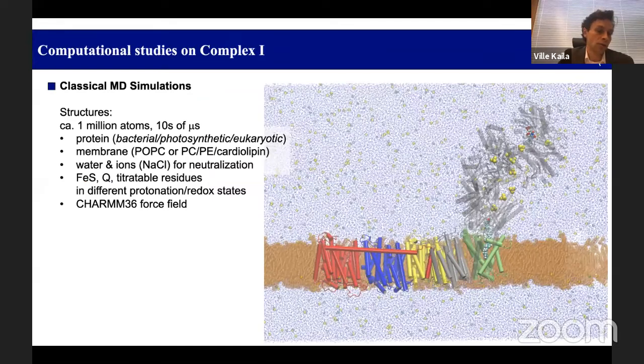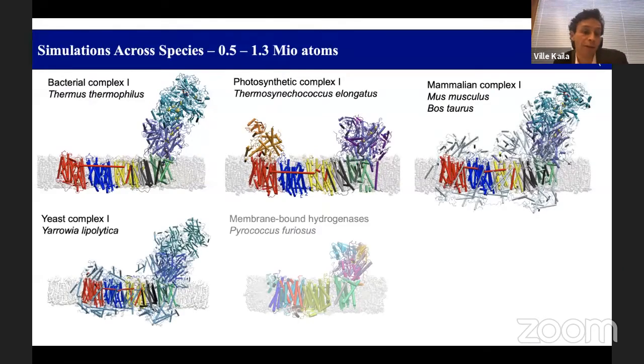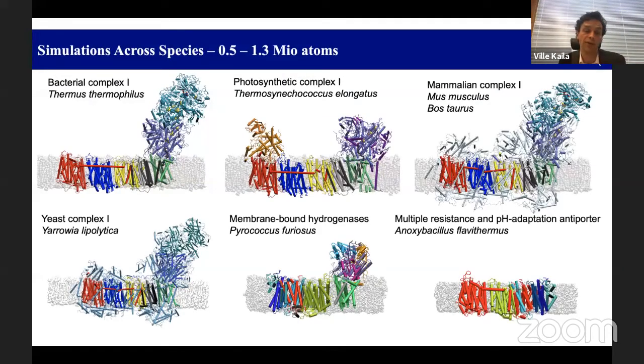In addition to not doing simulations only in replicas for one system, we also try to get an understanding of the various kinds of complex I. There are species from bacteria and mammalian systems and yeast, to other variants of the system. And we think that by modeling all of these, you can understand the functionality better.